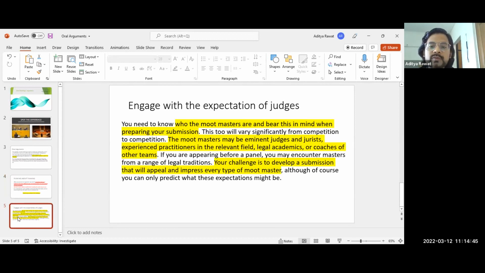You need to know who the moot masters are. They might be some eminent judges, jurists, experienced practitioners in the relevant field, legal academics, coaches of other teams. Your challenge, which you have to fulfill in, let's say, 20 minutes, is to develop a submission that will appeal to and impress every type of moot master. And I think it's a hard ball game to play, considering that, as I stated, they might not be as well versed in depth as you are with your moot proposition. And there is a certain level of predictability of what their expectation ought to be.